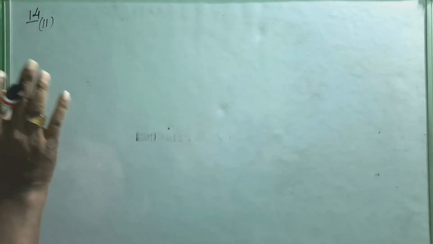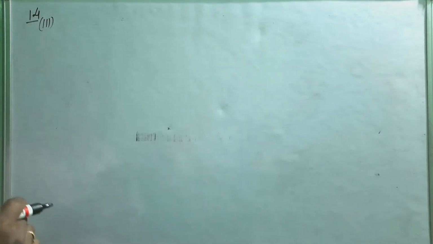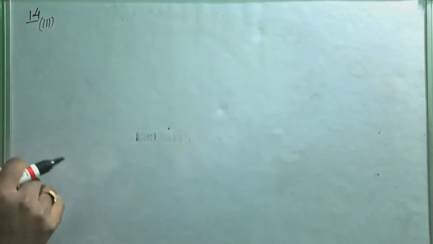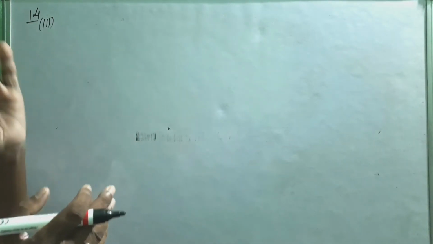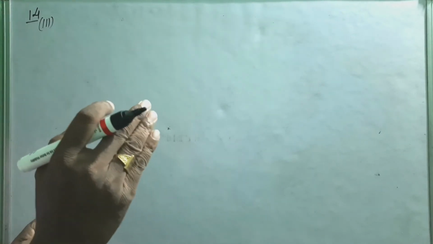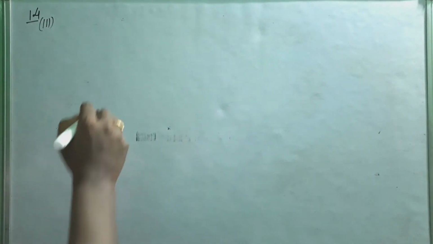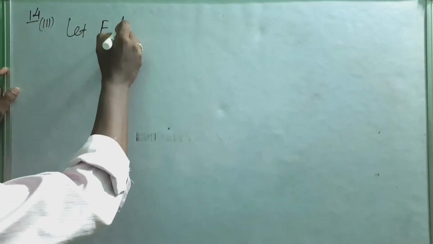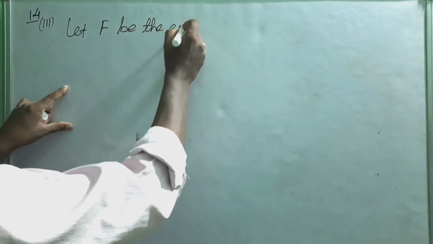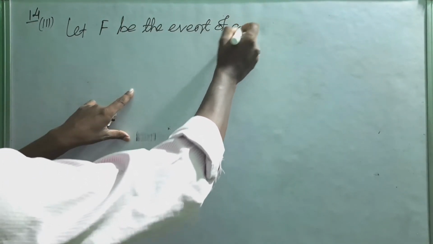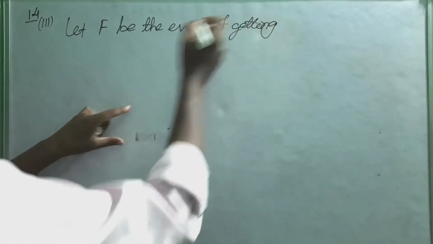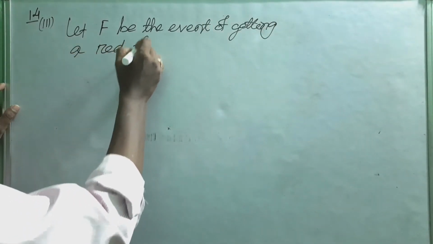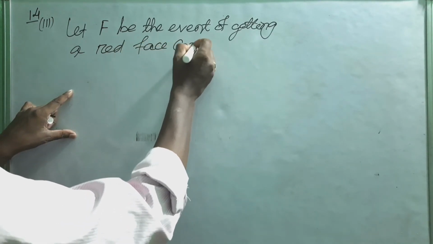Now we will solve bit 3 question. Now what is the question? Find the probability of getting a red face card. You know there are a total of 12 face cards, out of which 6 are black and 6 are red. So you write down here, let F be the event of getting a red face card.